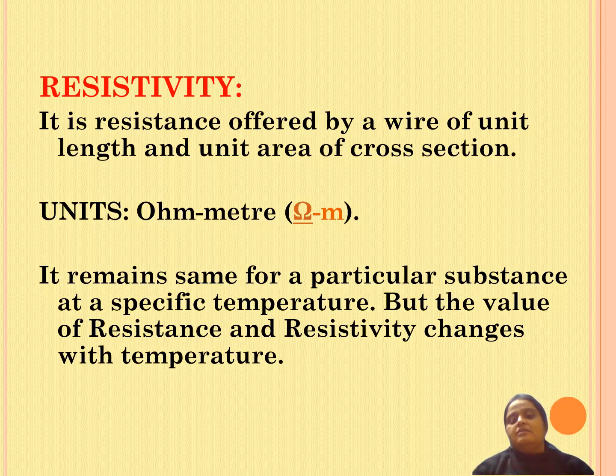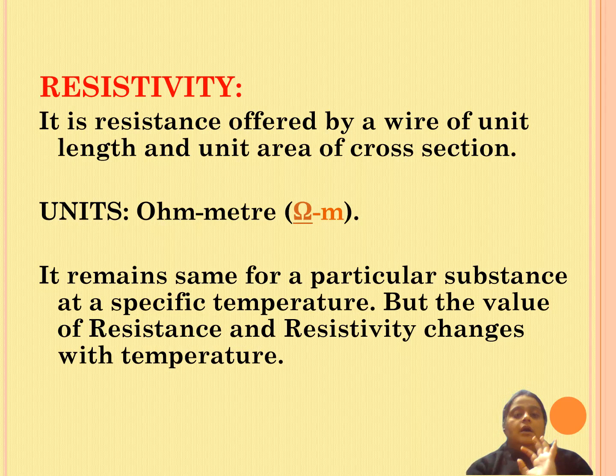Obviously, if the nature of the conductor, the material, changes, the resistivity will change. For a particular wire, for a particular material at a particular temperature, resistivity will remain the same. As I told you, it remains the same for a particular substance at a specific temperature, irrespective of the dimensions, but the value of resistivity changes with temperature. Temperature change, yes, it will change, but dimensions are the basic difference.